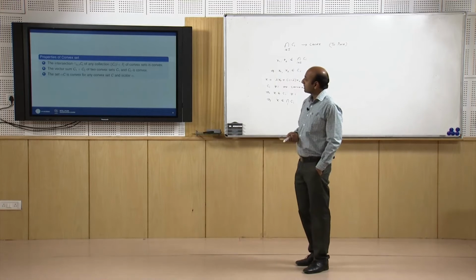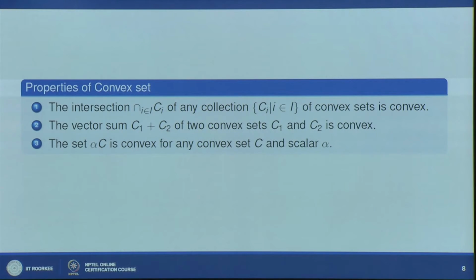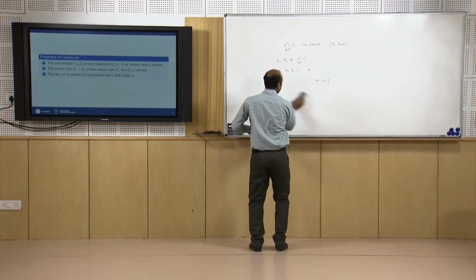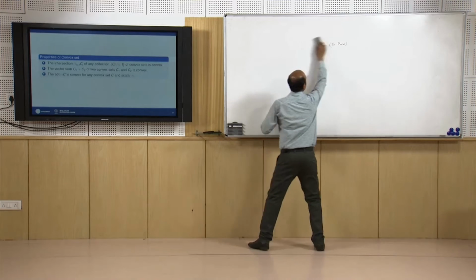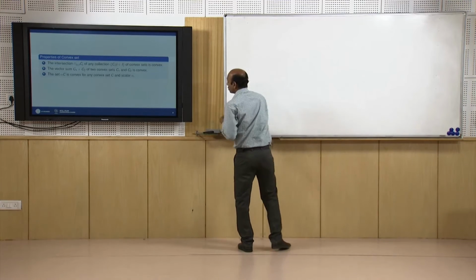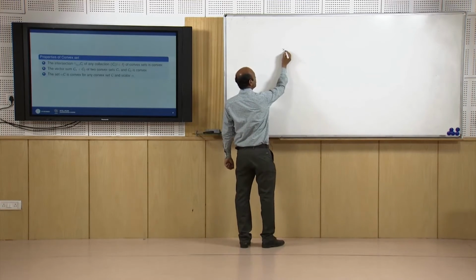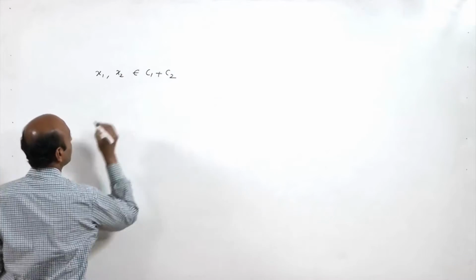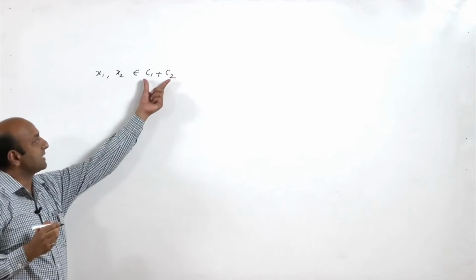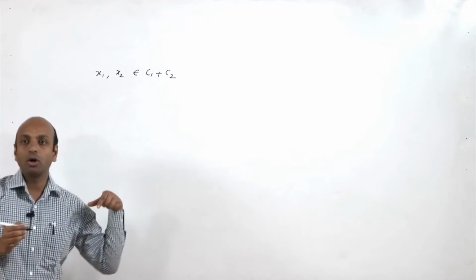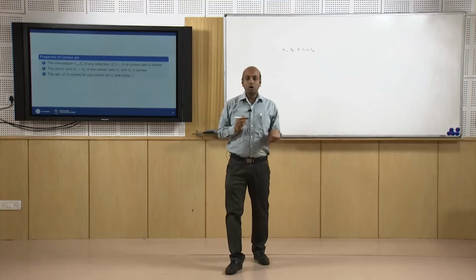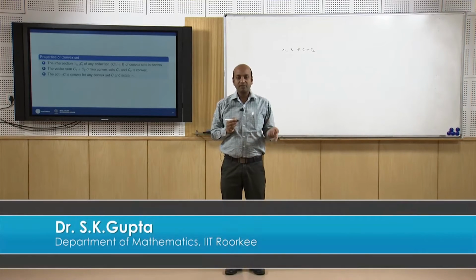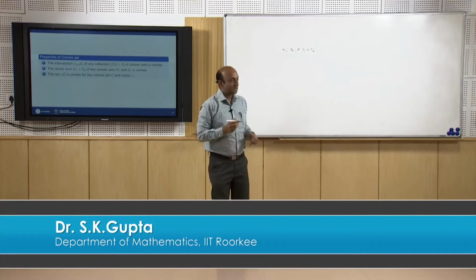Now, the second property is that the vector sum C1 plus C2 of 2 convex sets C1 and C2 is also convex. The proof is again simple. Let us see. You take any two arbitrary points, say x1 and x2 in C1 plus C2. We have to show that this set is convex, so we have to prove that the convex linear combination of x1 and x2 is in C1 plus C2.